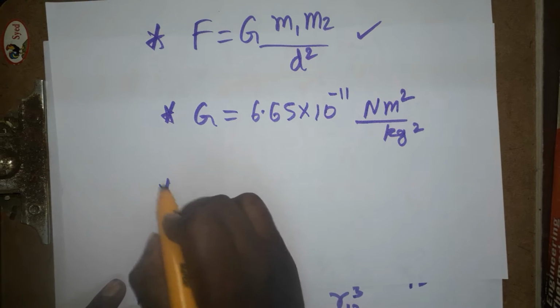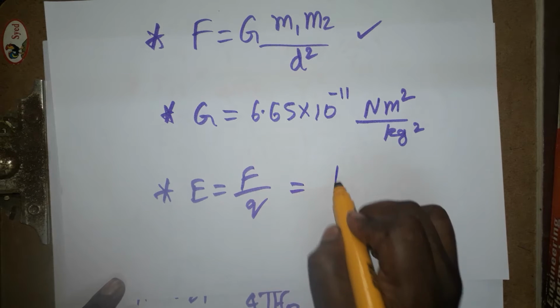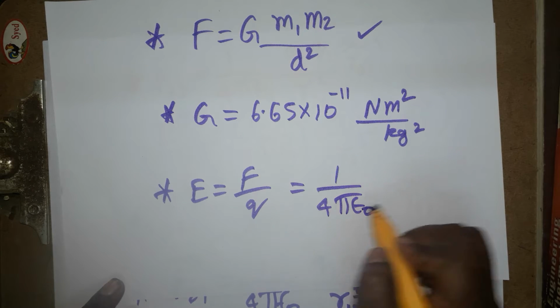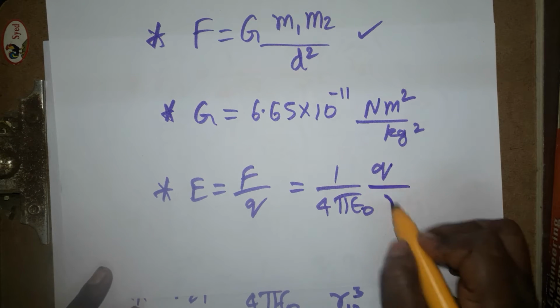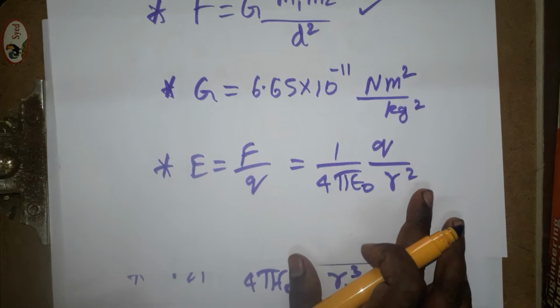Okay, the next formula, electric field. Electric field is equal to force per unit charge. It is 1 divided by 4 pi epsilon naught, q divided by r square. No need for q1 q2, only one charge is enough here.